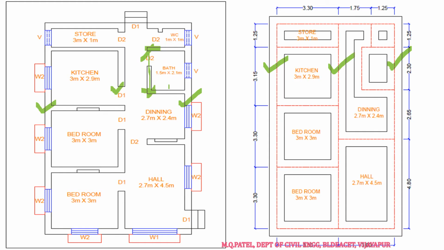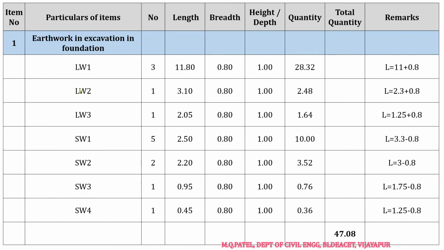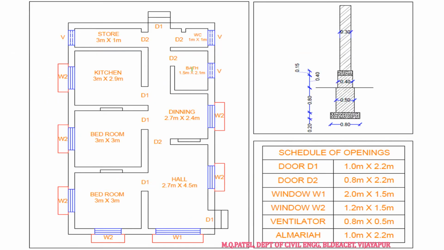I'll mark this as LW2, long wall 2, right? So now long wall 2, how many numbers? One number, right? So now what is the center to center length of this wall now? Center to center length of this wall. I am talking about this wall now.